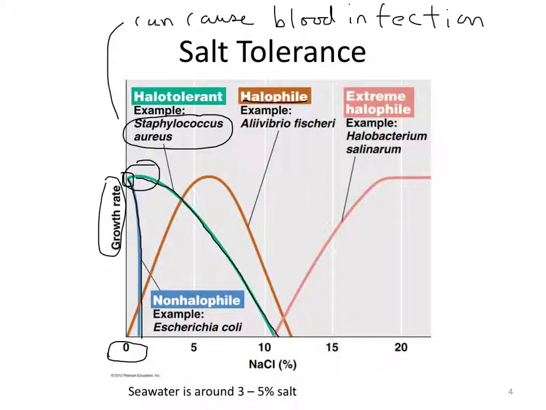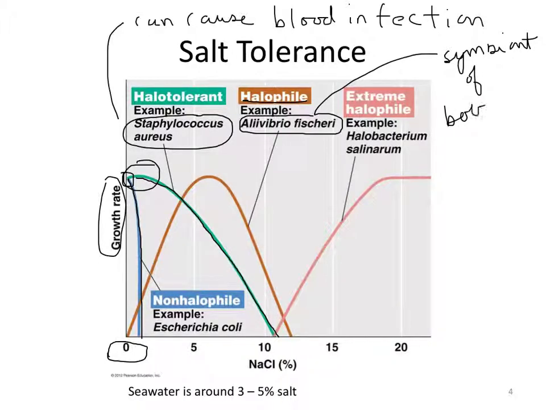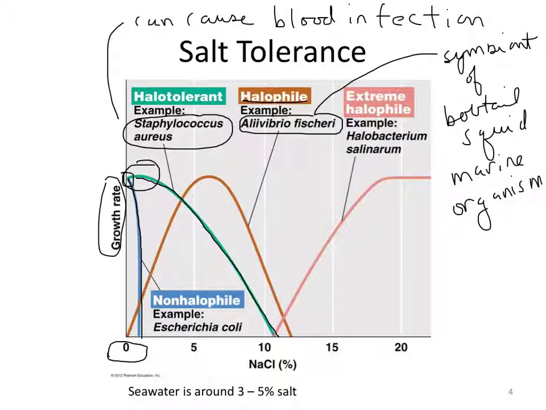Halophiles, for example, Aliivibrio fischeri, this is a symbiont of the bobtail squid. So it's a marine organism. And if you're a marine organism, you're good with the salinity of salt water, of seawater. So you're typically quite halophilic. You like salty conditions. And in fact, it grows optimally at between about 5 to 7% sodium chloride equivalent.